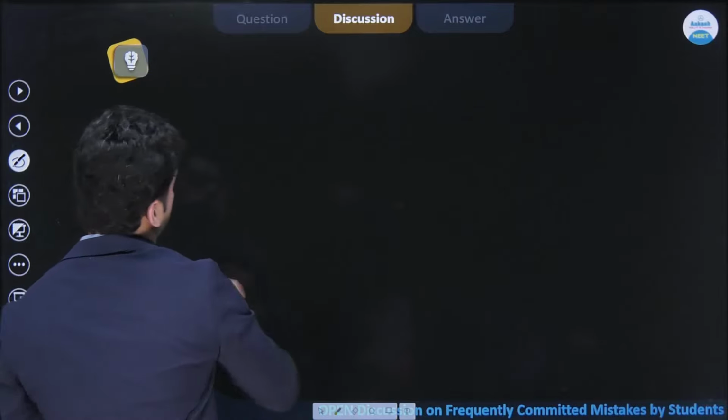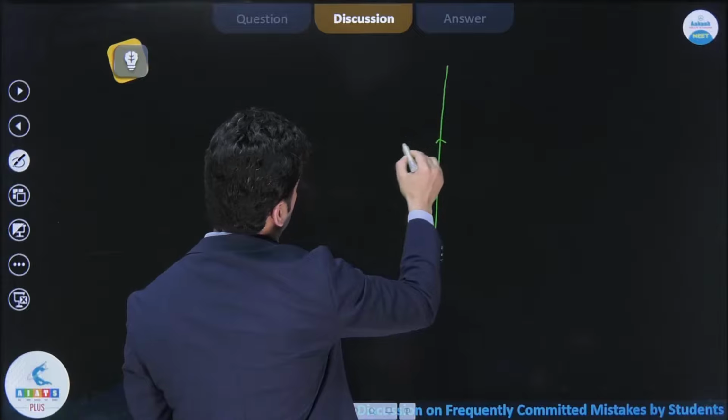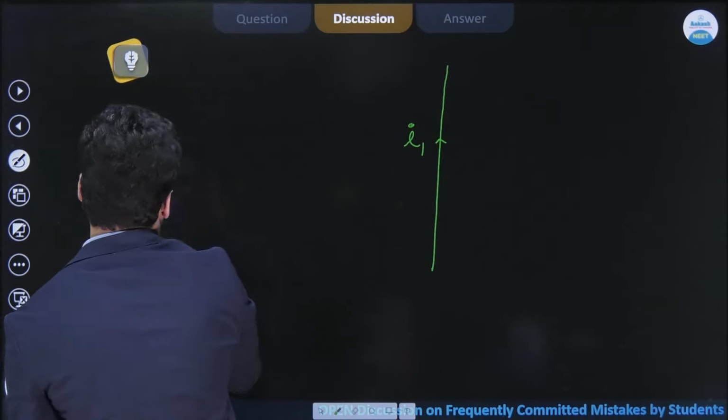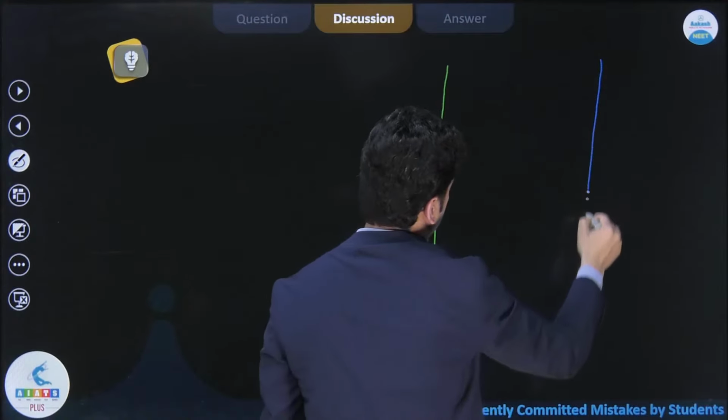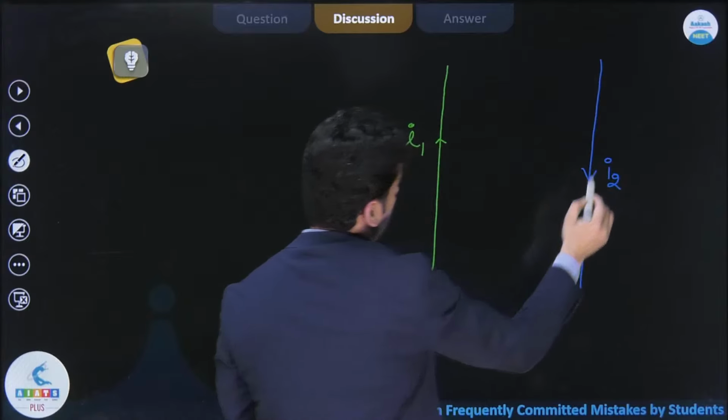You should remember this result directly, but let me give you a background. So this is a wire 1 which is carrying a current I1, and you have a wire 2 which is carrying current in the opposite direction, I2, right?